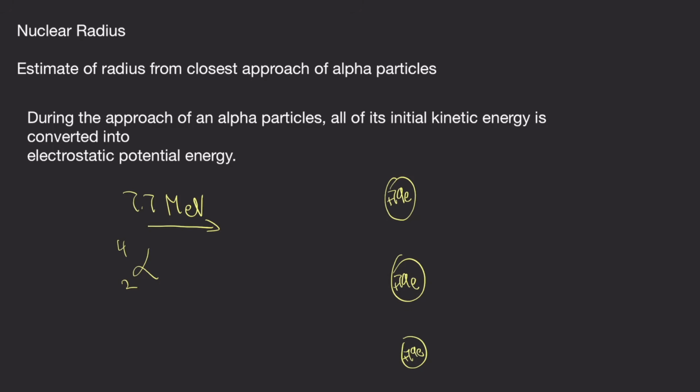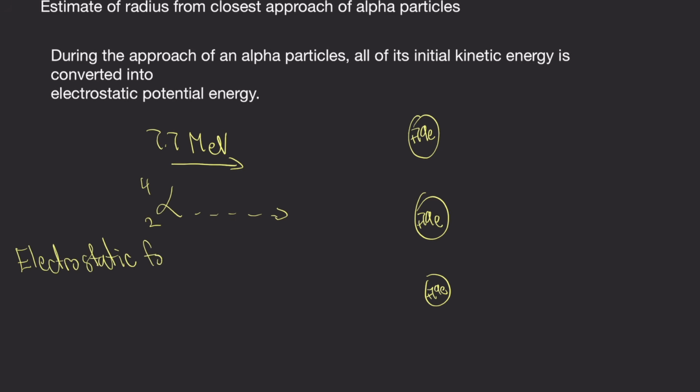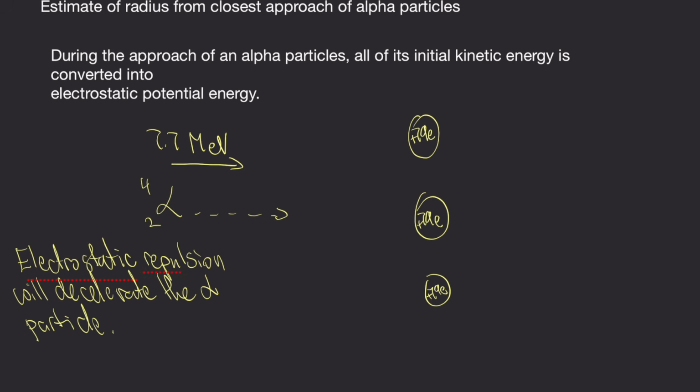Electrostatic repulsion will be slowing down the alpha particle as it's moving this way. Eventually it will reach a spot, let's say over here, and we can use that distance of closest approach to estimate the size of the nucleus. In reality, these distances are very tiny, and this diagram is not to scale.